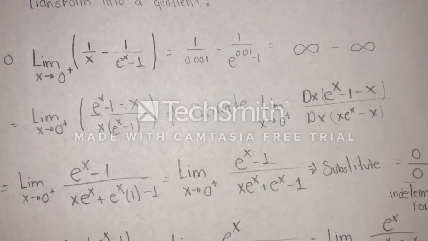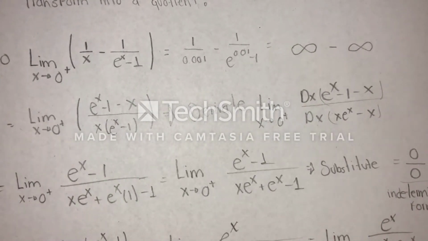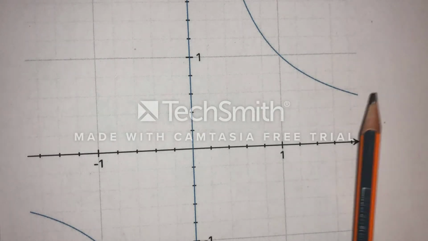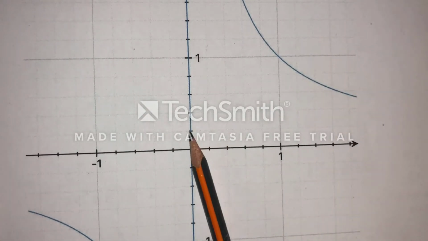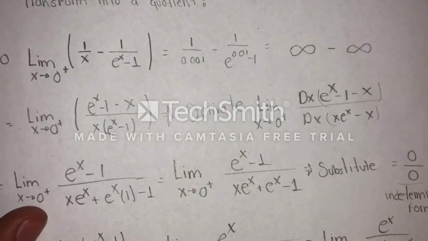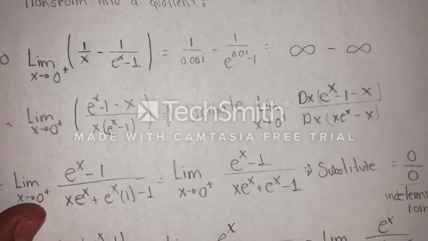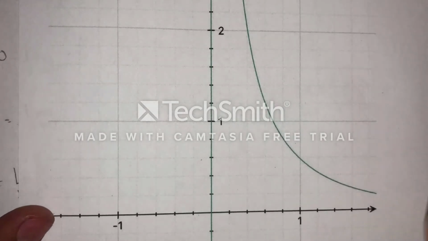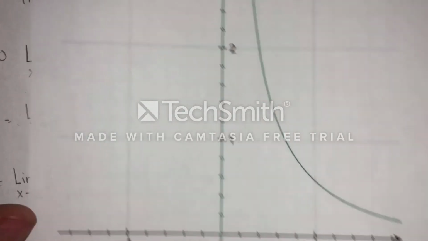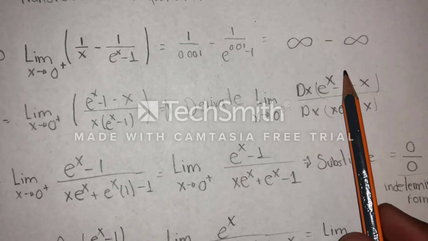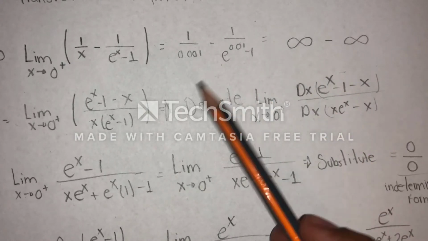Another way is to look at its graph. For example, the graph of 1 over x is this one, and we see that when the graph approaches 0 from the right, it tends to go to infinity, and on the other side, the graph of 1 over e to the x minus 1 has the same case. When the graph approaches 0 from the right, it goes to infinity. So we get infinity minus infinity. So we have to make an appropriate quotient for this difference.